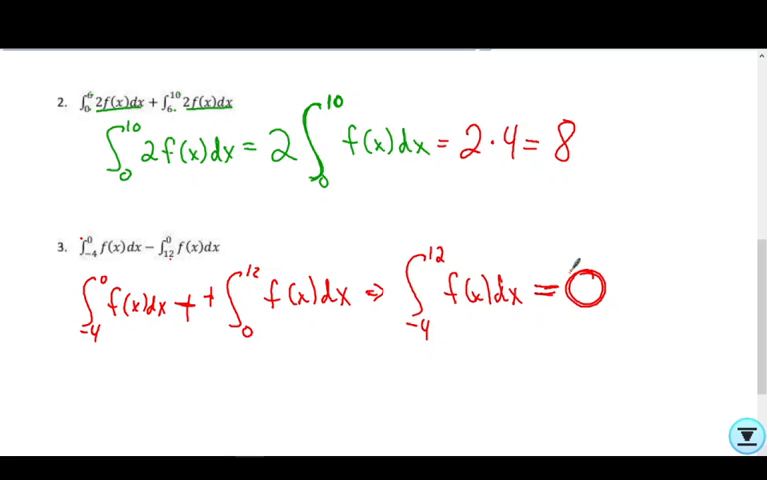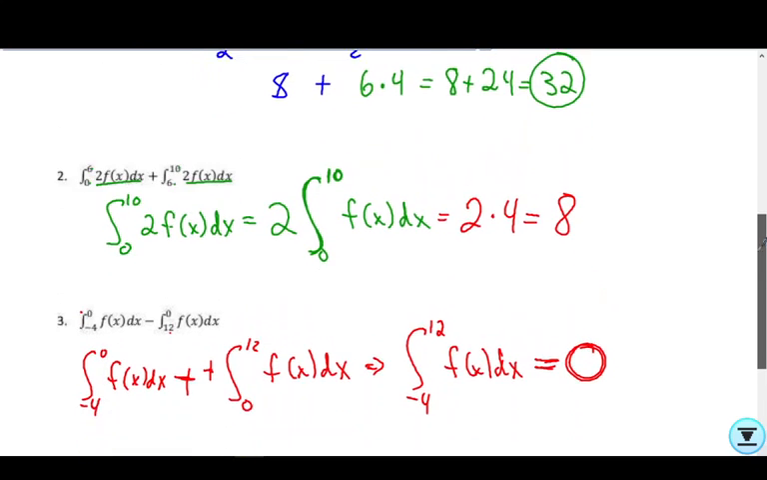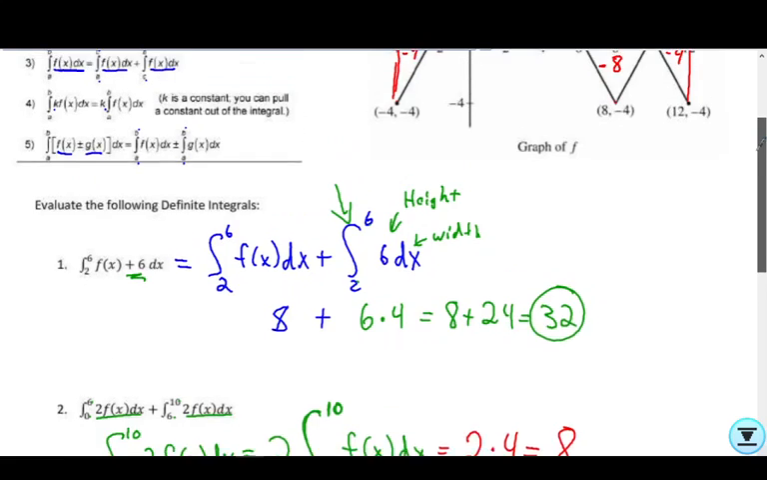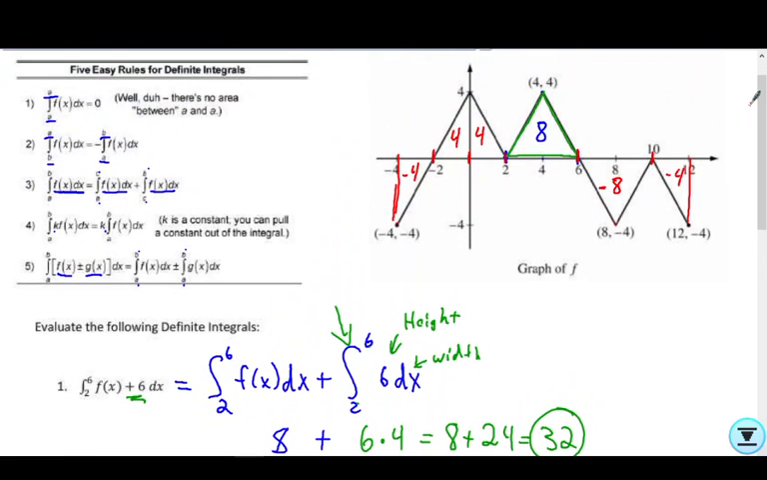Remember, we're talking about net change. We're adding up positives and negatives, finding how far it is from its original starting point. Think of this as a velocity curve, so think of f as v of t. That means the area underneath this curve is the distance traveled, or when we use the integral, it's telling us displacement. So from here to here, it's gone backwards 4, forwards 4, forwards 4, forwards 8, backwards 8, backwards 4. So basically, we ended up where we started.